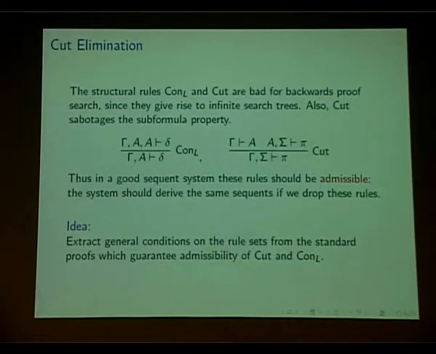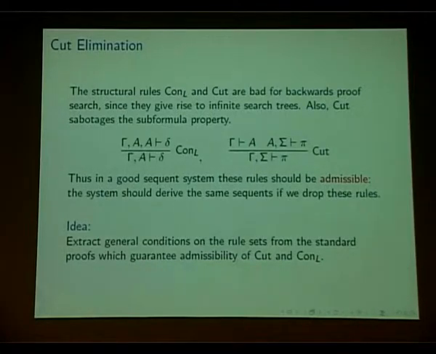On the other hand, if you have a look at the cut rule, then if you go from the conclusion to the premises, you have to somehow come up with the cut formula A. And there are infinitely many formulae, so you have infinite branching in the search tree, basically. So these two rules are not good for proof search. Also the cut rule makes a mess out of the subformula properties, so we somehow want to get rid of them. So this leads us to considering a sequence system good in our sense here if in this sequence system the cut rule and the contraction rule are admissible, meaning that if we drop those two rules, we can derive the same set of sequents as we can with those two rules.